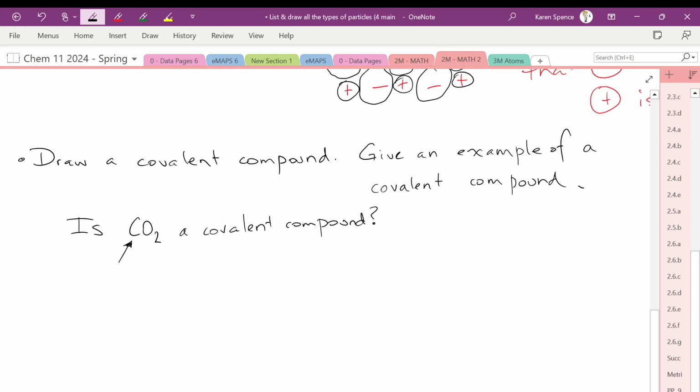What kind of element is carbon? Look on your periodic table. What kind of element is carbon? Non-metal. Carbon is a non-metal. Yeah? Okay. What kind of element is oxygen? Non-metal. So is CO2 a covalent compound? Yes.